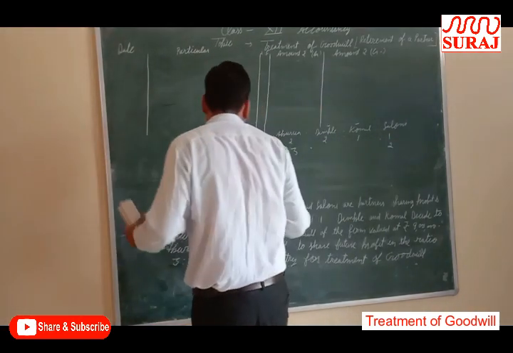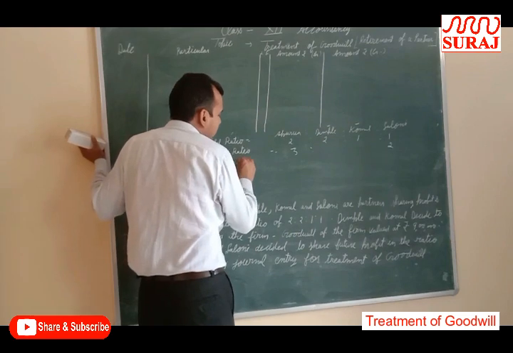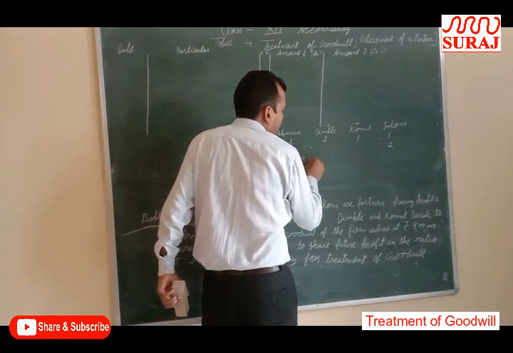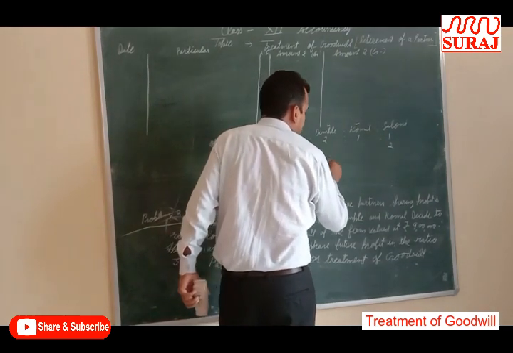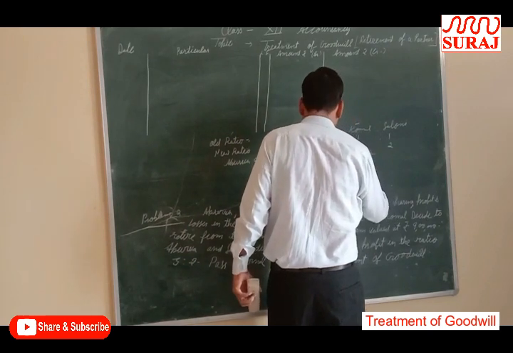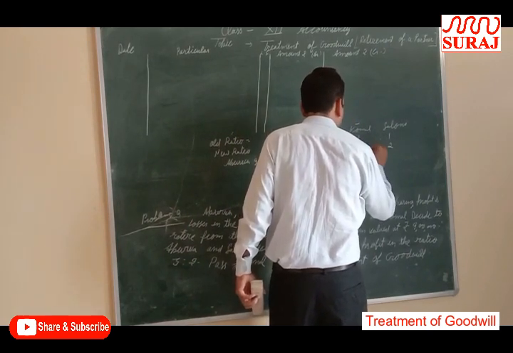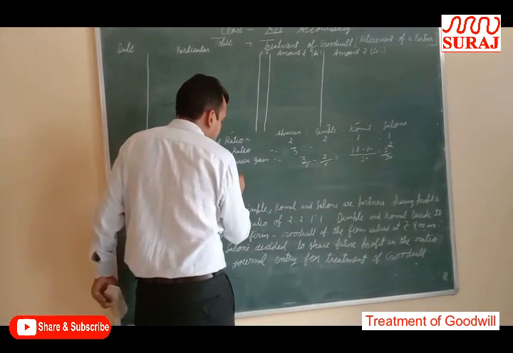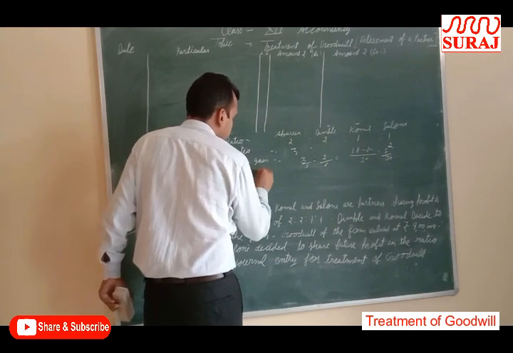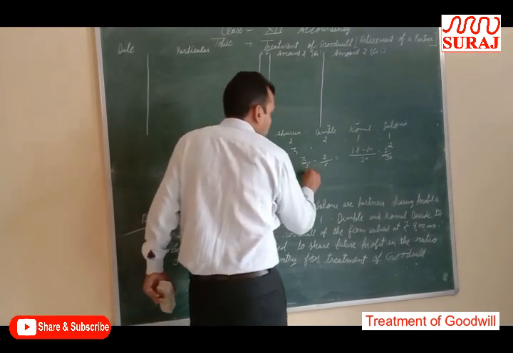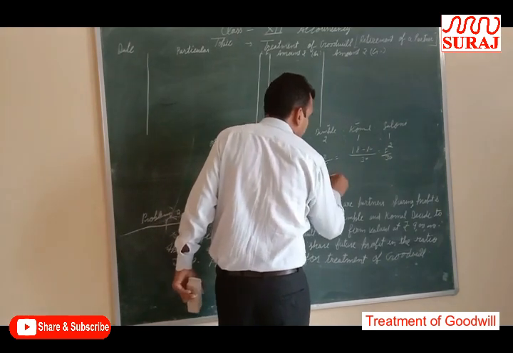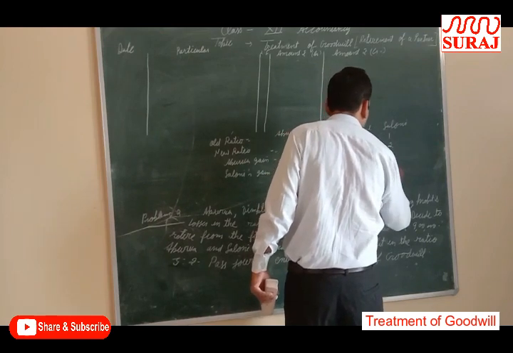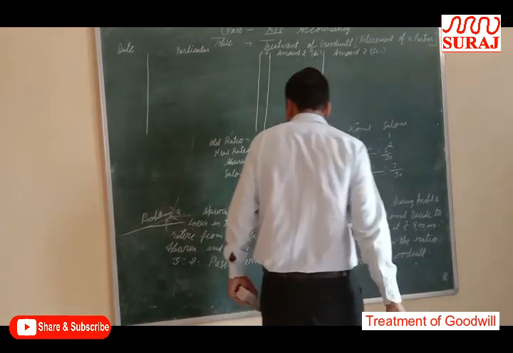First of all, calculate the gain ratio. Apurva's gain: 3/5 minus 2/6, LCM 30, 18 minus 10, 8/30. Saloni's gain: 2/5 minus 1/6, LCM 30, 12 minus 5, 7/30. It is the gain ratio.